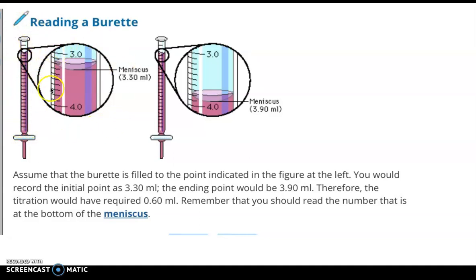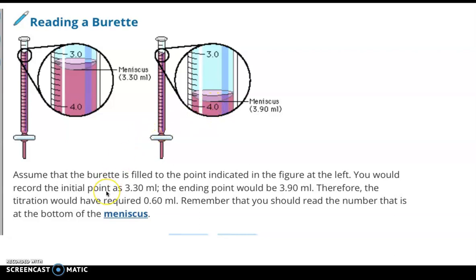So for our initial reading, we're going to get 3.0. This is 3.1, 3.2, 3.3. You're going to read at the bottom of the meniscus. And we're going to keep pouring in our base into our Erlenmeyer flask. And here, our number has gone from 3.3, which is here, to 3.4, 3.5, 3.6, 3.7, 3.8, 3.9. 3.9 at the bottom of the meniscus is going to be our final volume.